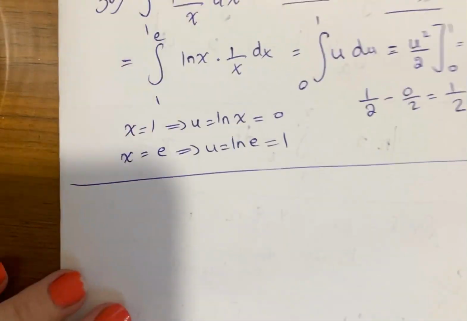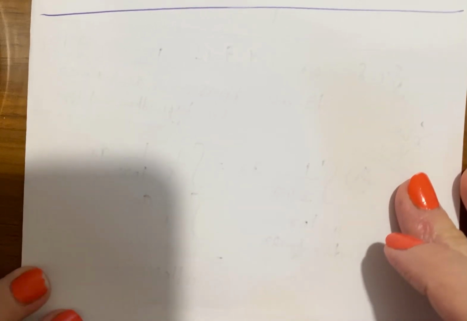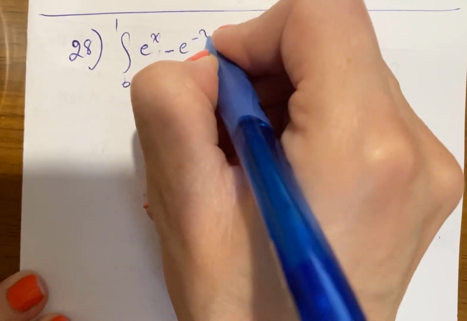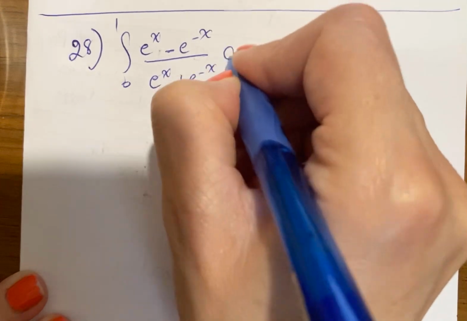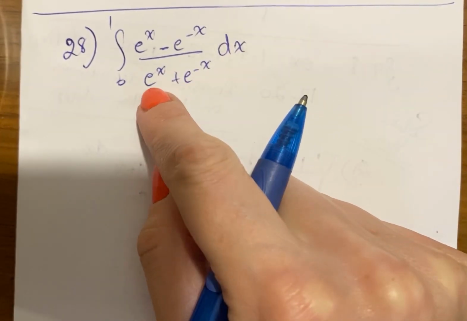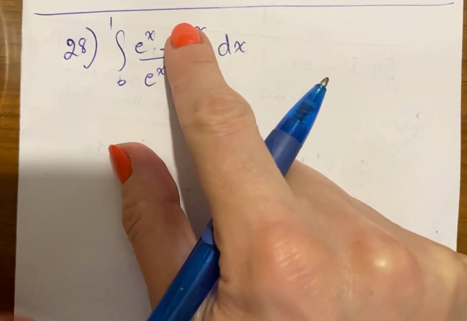27 is very simple, not going to do it. 28. Antiderivative from 0 to 1 of e to the x minus e to the minus x over e to the x plus e to the minus x dx. Is it on the formula sheet? No. Can we simplify it? No. It's a fraction. The first thing I think of is the derivative of the bottom. What's the derivative of e to the x plus e to the minus x? The derivative of e to the x is e to the x plus minus e to the minus x. Oh, so it's the top. So this is u prime over u.